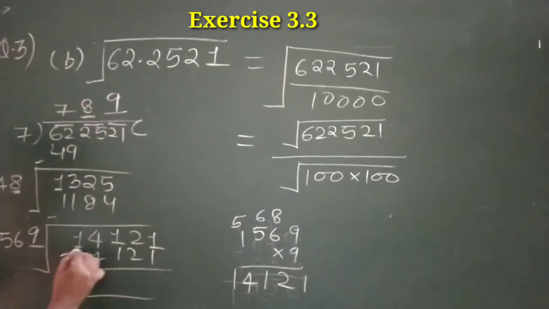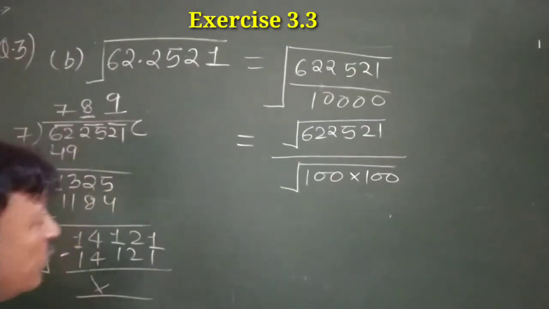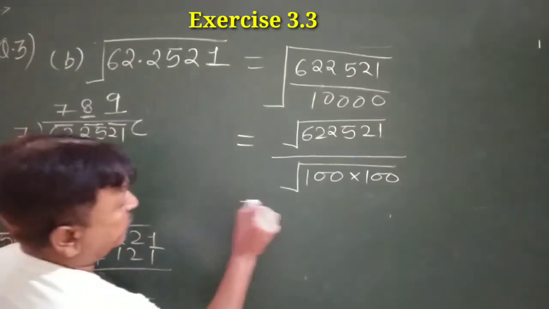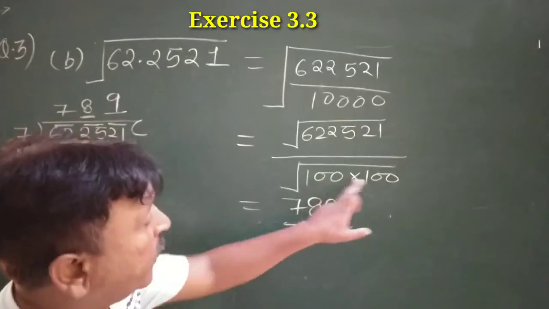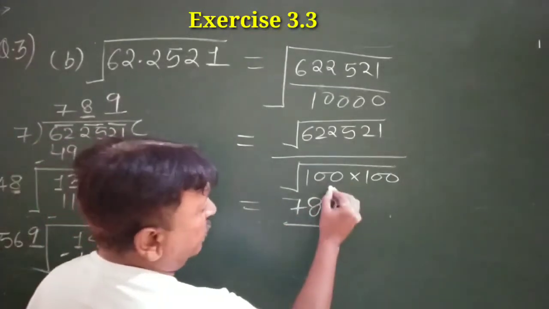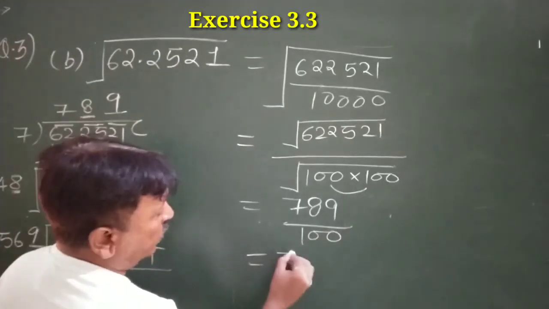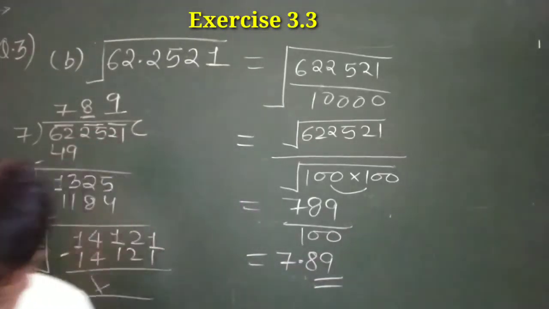It is cancelled. Is it clear, students? Good. So the square root of 622521 is 789. And from here, the 100s are here, so we will do the pairing and 100 will come out of the square root. So 7.89 is our needed answer.